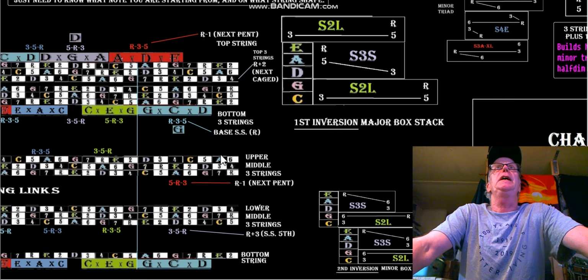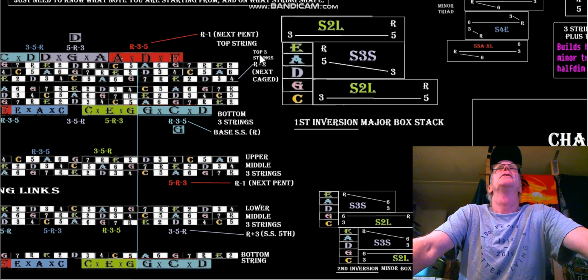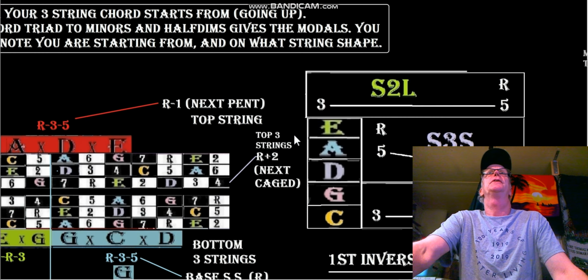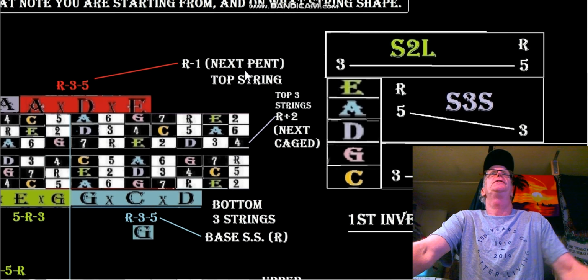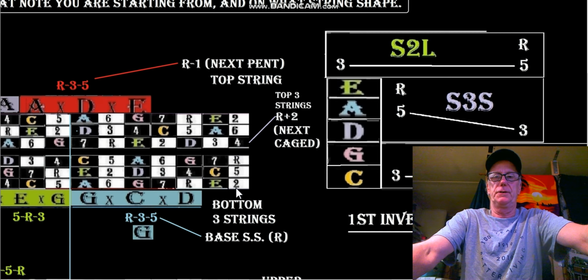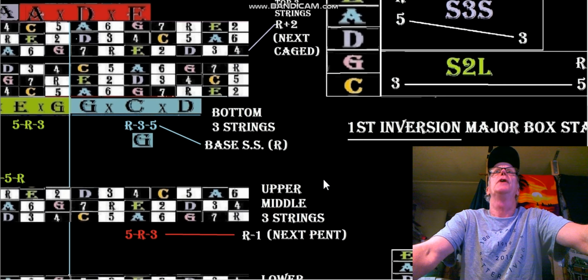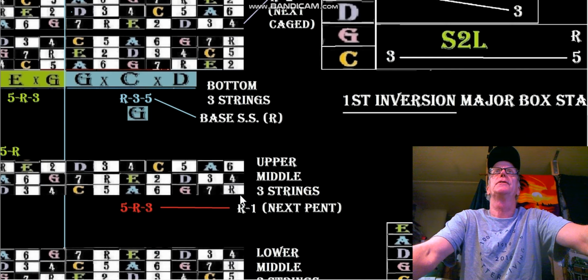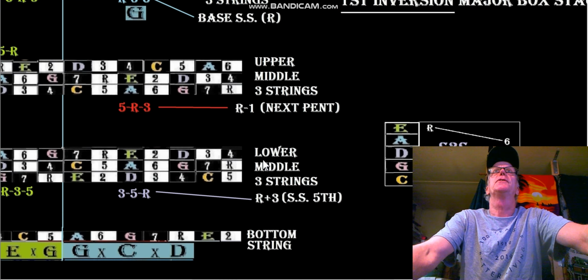So I had to label each group of 3 strings. So this is the top 3 strings here. Let's zoom in. Of course, this is the top string. There's the top string. Okay? And then there's the top 3 strings. Okay, then there's the bottom 3 strings. Then there's the upper middle 3 strings. And then there's the lower middle 3 strings, and then the bottom string.